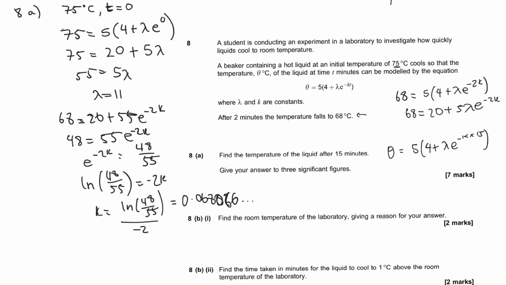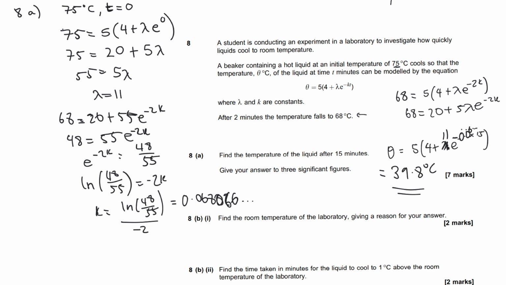So if we substitute our k value here, it would be minus 0.0601 multiplied by that. And our lambda is 11, so substitute what lambda is. And basically, in order to work out what the temperature is, if you substitute that all in, you should be left with an answer of, to three significant figures, 39.8 degrees Celsius.